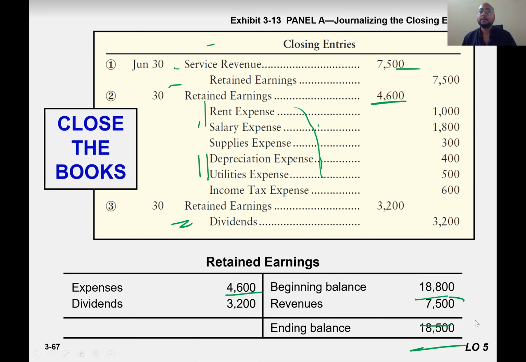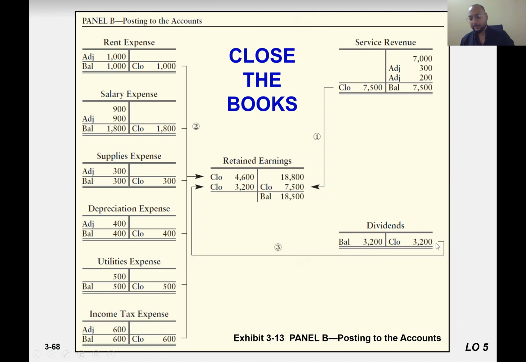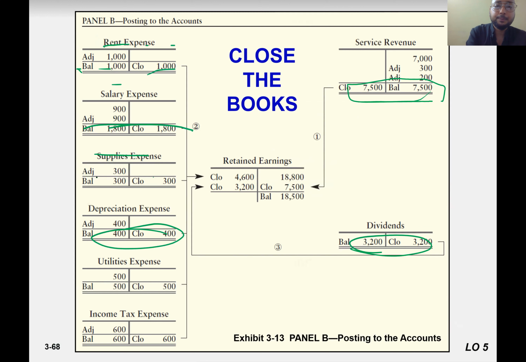Right? And you see here, when you post it, there is no carry forward balance. Balance is equal. Balance is equal. It means all these accounts are closed. Right? Closed against what? Against the retained earnings.